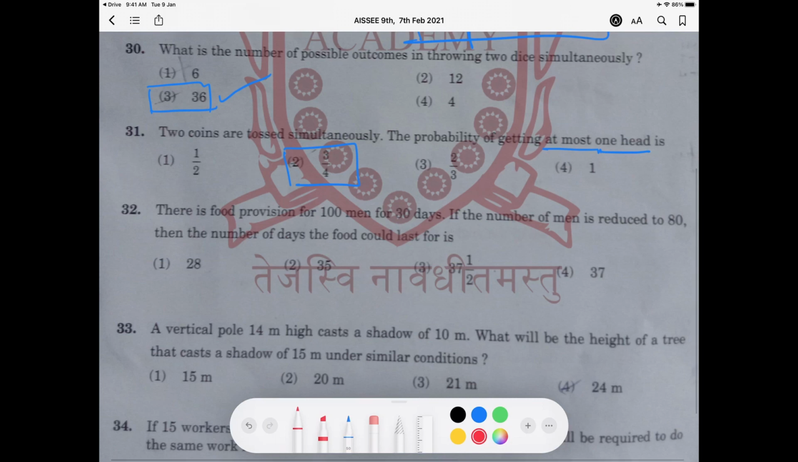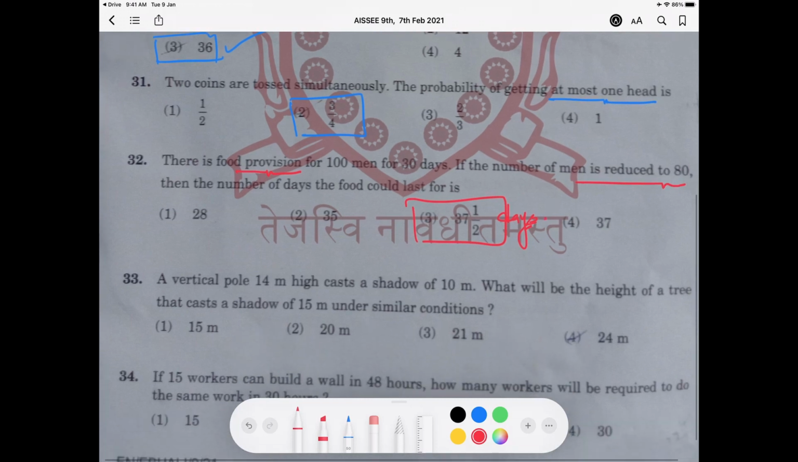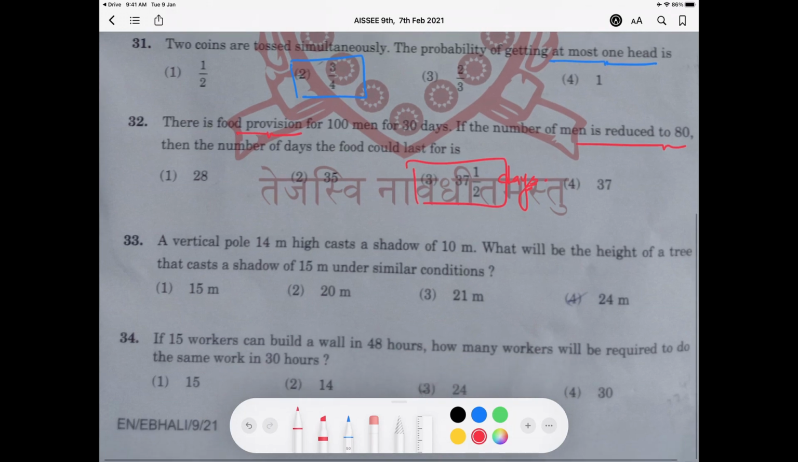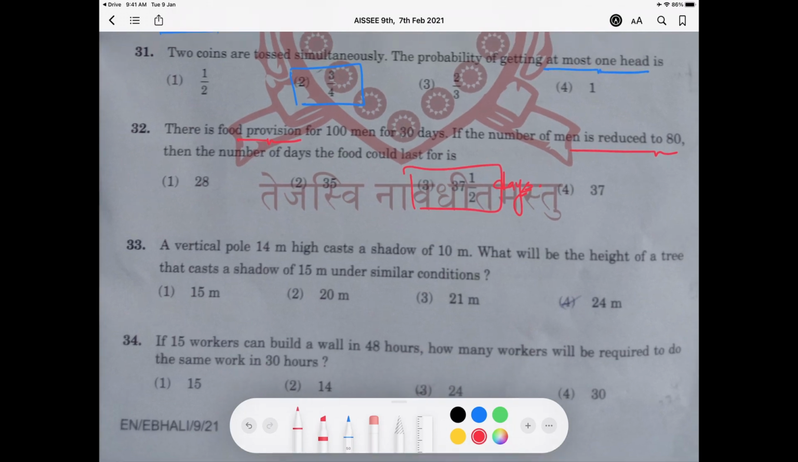In question number 32, there is food provision. Provisions means ration for 100 men for 30 days. If the number of men is reduced to 80, it means 20 people left, then the number of days the food could last for is, and the correct answer for this question is 37 1/2, which is option number 3. So this is a number of days. When number of men reduces, the food will last longer. So it's a basic question on unitary method.